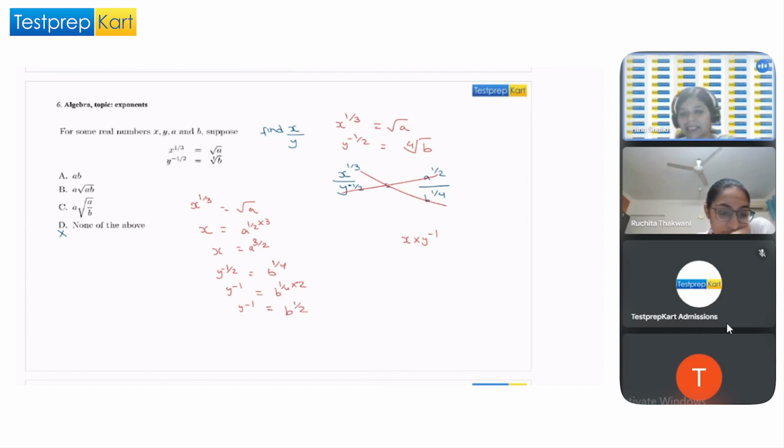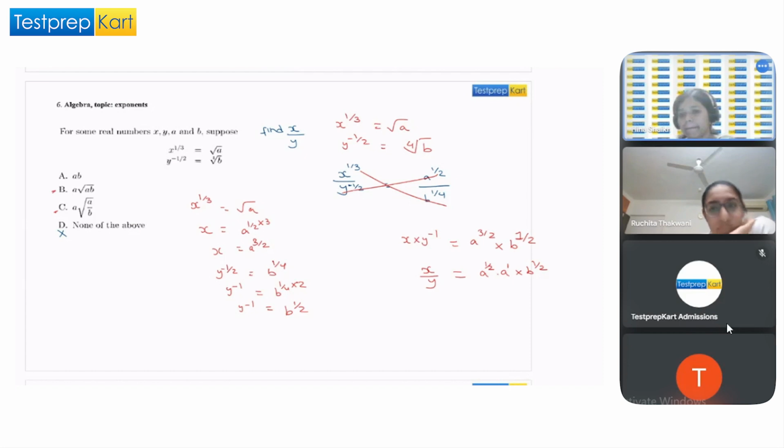Now see, x into y raised to minus 1. We want x upon y. So what we got is x as a raised to 3 by 2 into b raised to half. So this is what you can write as x upon y. Now your answer is a raised to 3 by 2, b raised to half. Now see in the options, it could be b or c. A raised to 3 by 2, what can you write? A raised to half plus 1, means a raised to half and a raised to 1.